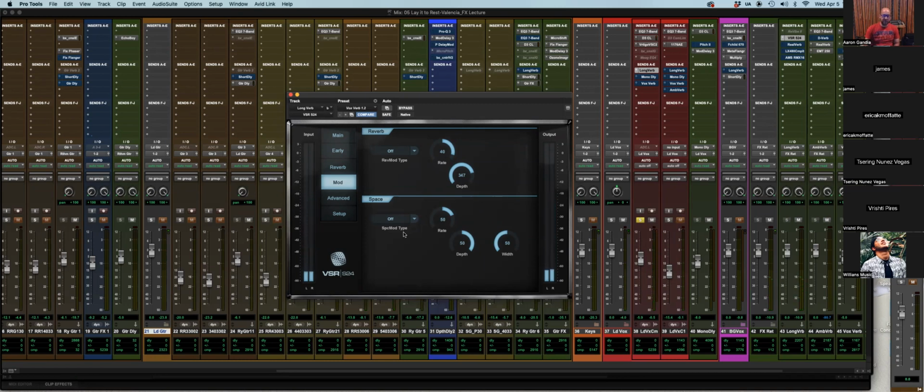I'm exaggerating the depth and the rate so it sounds a little unnatural, but the idea is for you to differentiate it. When you have a left and a right and you have the space, you can really hear the difference better.